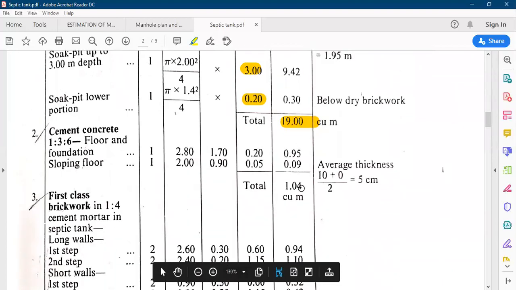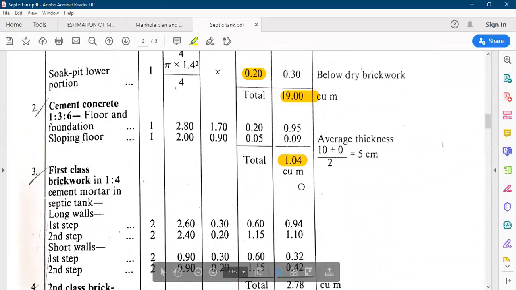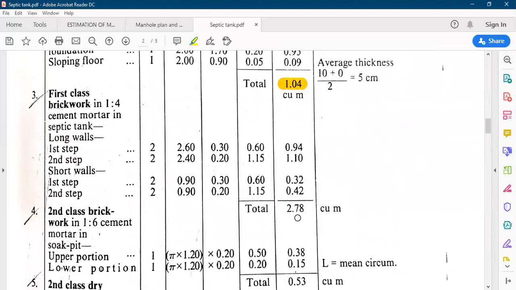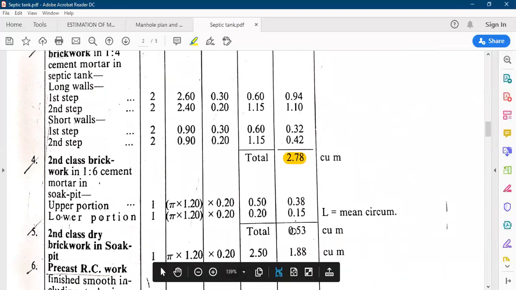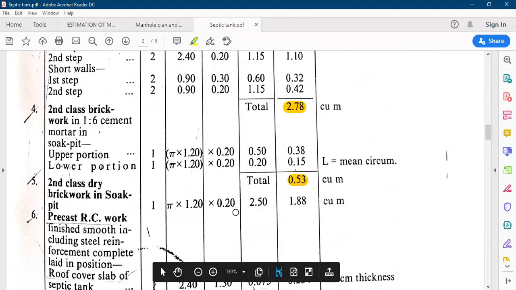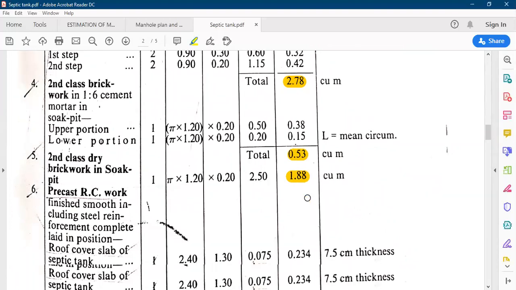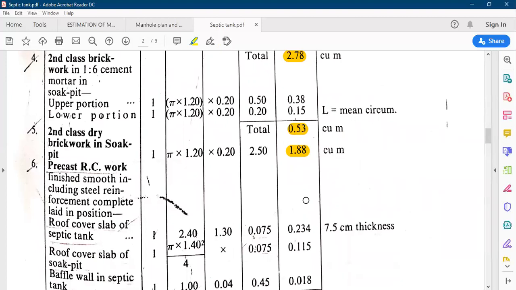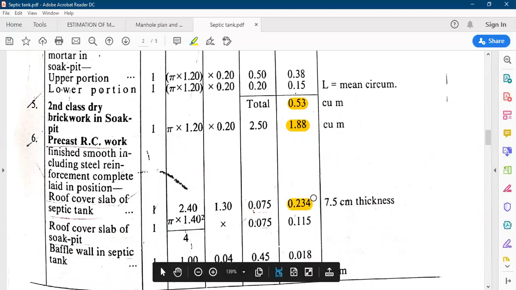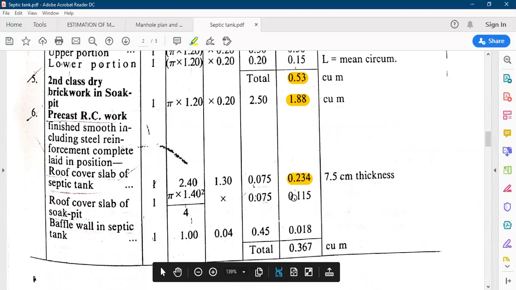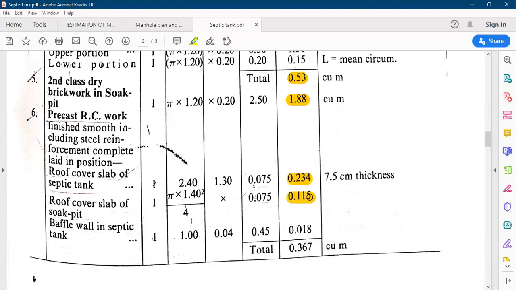Similarly, concrete in the CC bed and flooring is 1.04 cubic meter, and first class brickwork in the rectangular portion of the septic tank is 2.78 cubic meter. Second class brickwork in the soak pit at upper portion and lower portion is 0.53 cubic meter, and second class dry brickwork in the middle portion of the soak pit is 1.88 cubic meter. Similarly, the roof cover slab at the rectangular portion of the septic tank and circular portion of the soak pit is 0.234 cubic meter and 0.115 cubic meter, which you have seen in the last class.